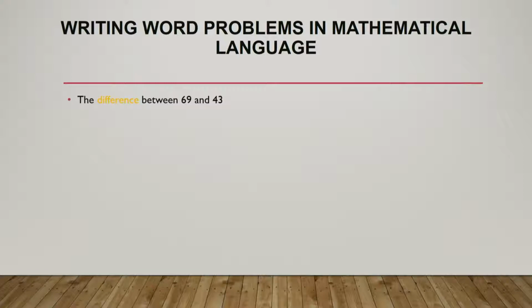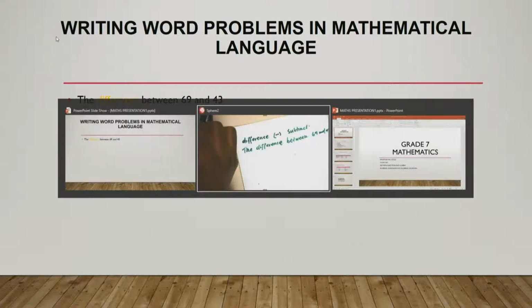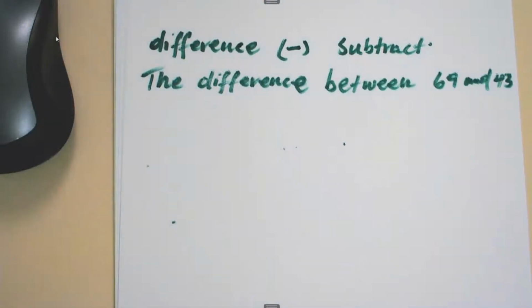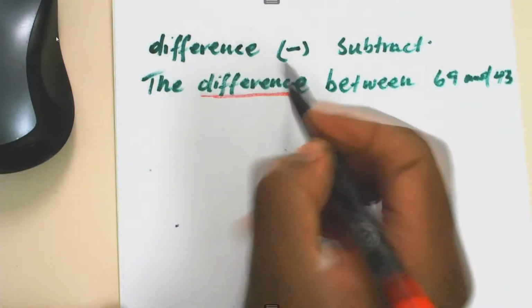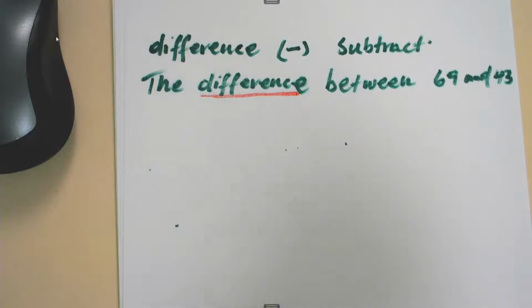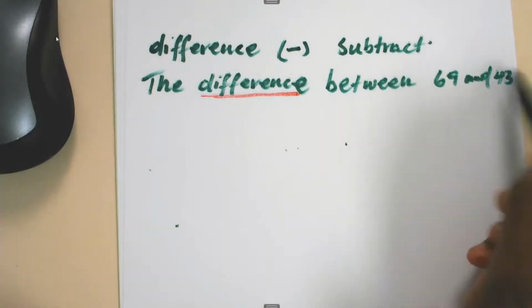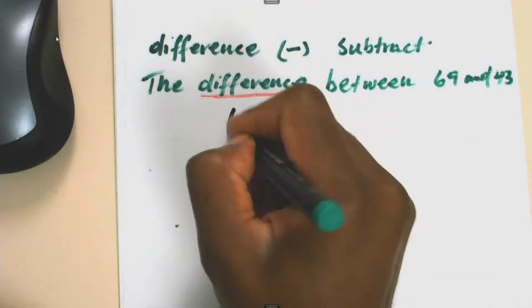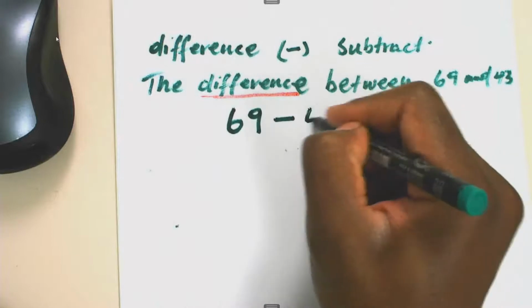So it is the difference between 69 and 43. The difference. So we said the word difference, what does it mean? It means I'm supposed to subtract. Which number from which number? I'm supposed to subtract 43 from 69. So when I write it in a mathematical way, I would say it is 69 minus 43.